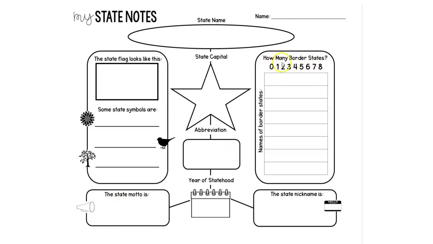Up here it says, how many border states? And in class, we talked a little bit about Arkansas and which states touch Arkansas on all of the sides. So you're going to find your state on the map and you're going to count how many border states. And to be able to see it well, you may have to enlarge it just a little bit, like I showed you, and go from there. So you're going to circle the number of states. I will tell you that eight is the most that any state has as far as border states. And then you're going to list the names of the border states right down here.